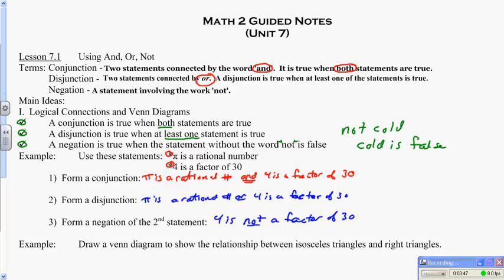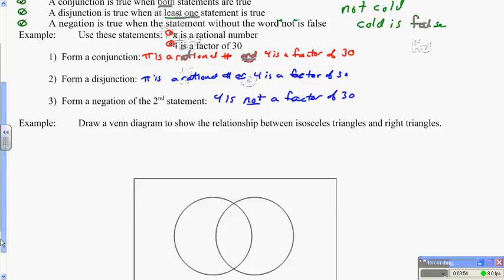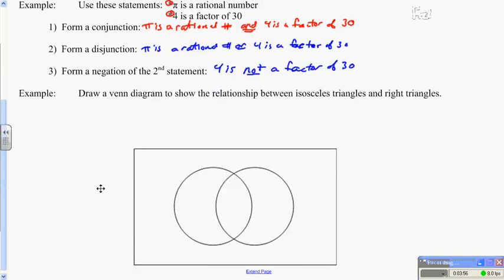Okay, now we're getting into some basic beginning geometry here, so this may seem pretty fundamental, but it will help us through logical thinking in the next couple lessons. Draw a Venn diagram to show the relationship between isosceles triangles and right triangles.